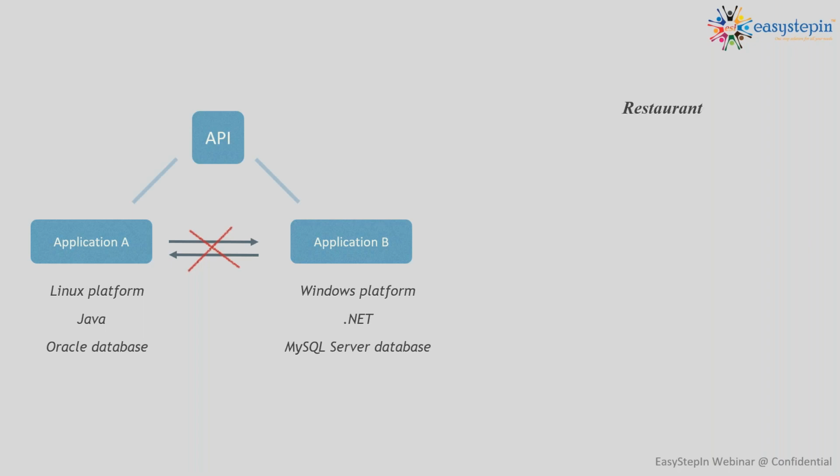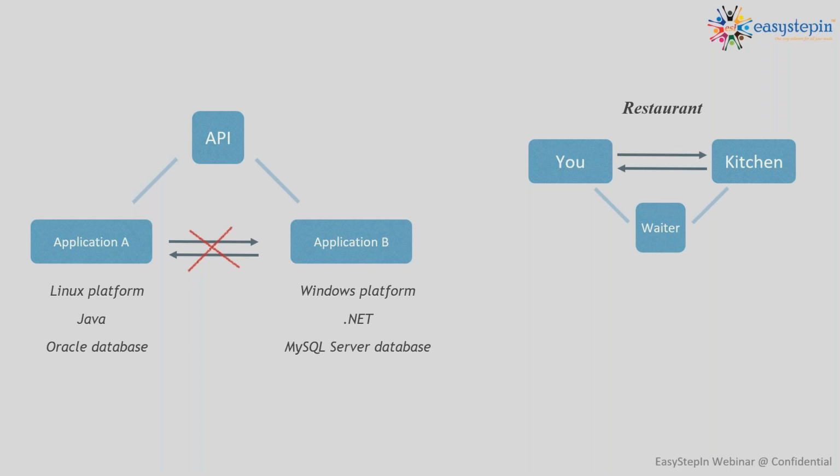Now consider an example where you've gone to a restaurant and you want to order food from the kitchen. You speak English and the chef in the kitchen speaks German. So it becomes difficult for you to order food from the kitchen, right? So there should be a mediator who carries your order to the kitchen and gets the food from the kitchen to you. Correct? So the mediator, who is the waiter here, enables the communication between you and the kitchen, which therefore acts as an API.